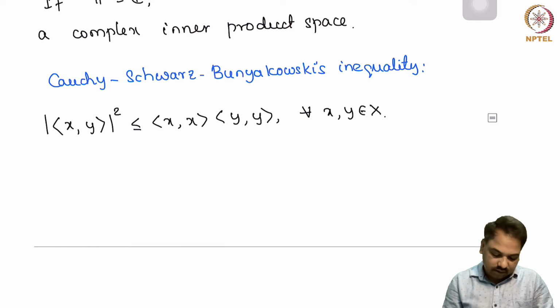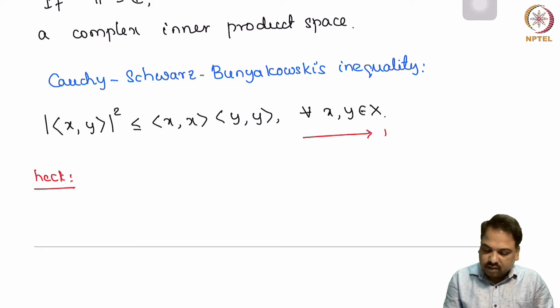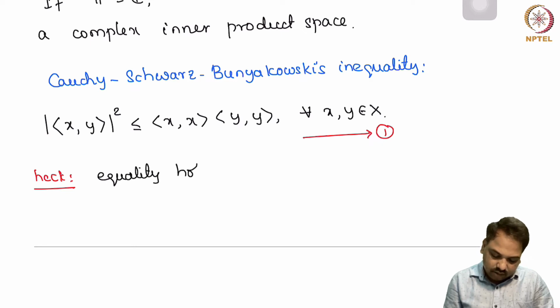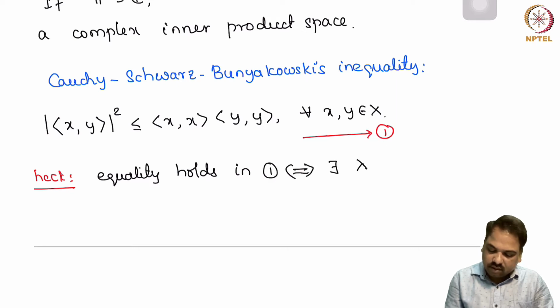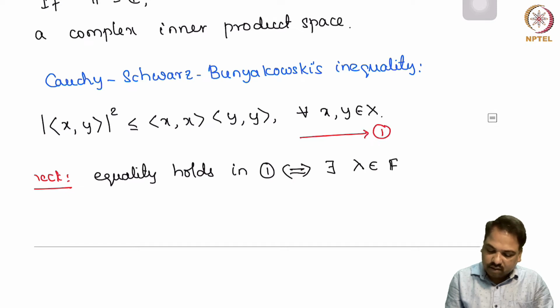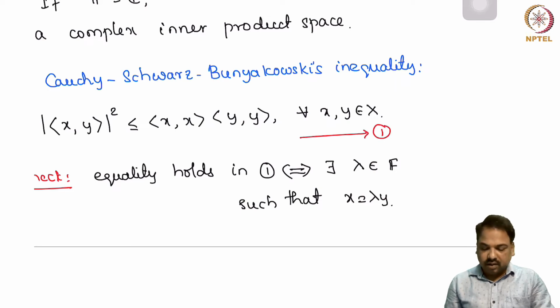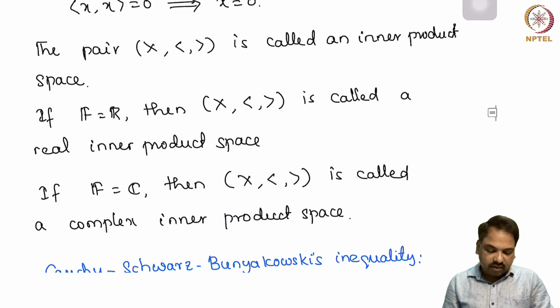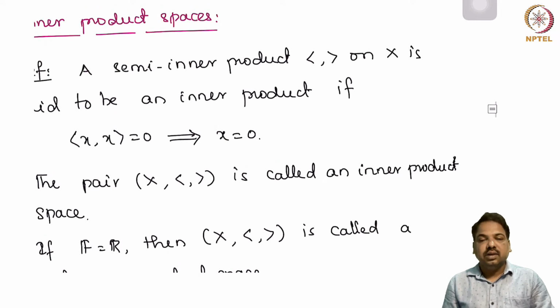Now it is easy to check that, let us call this inequality 1, equality holds in 1 if and only if there exists a scalar lambda in F such that x equal to lambda y. Here we have to use the fact that the inner product of x with x equal to 0 implies x equal to 0 in the inner product space.